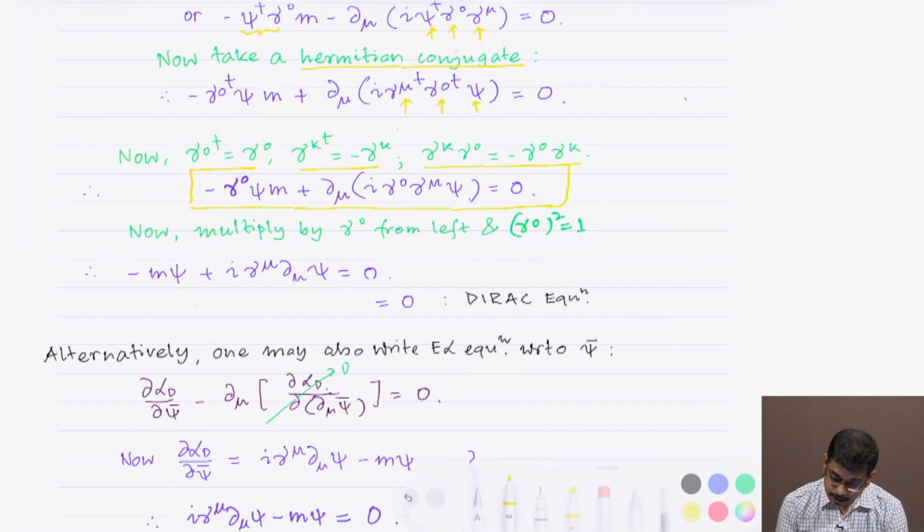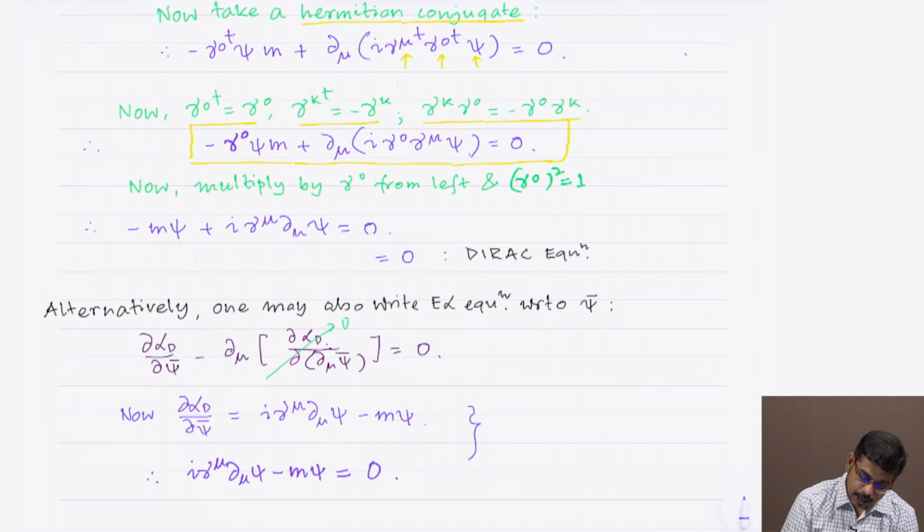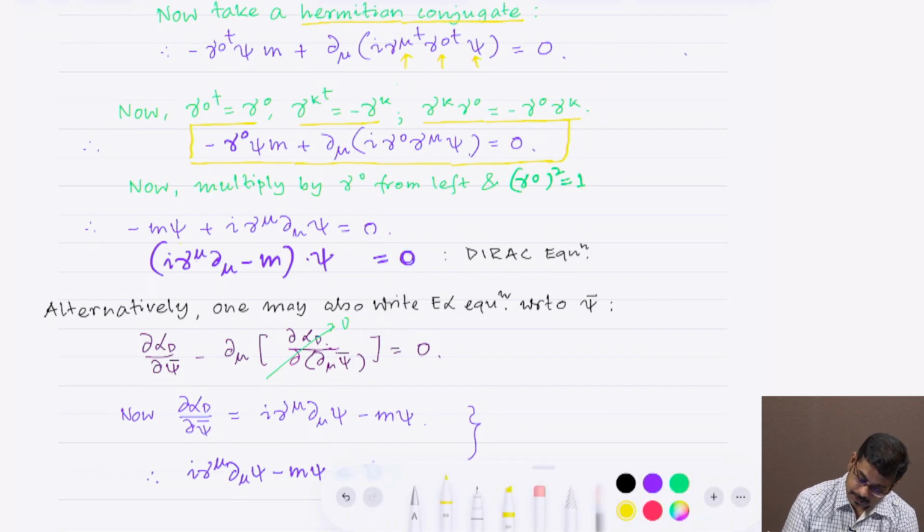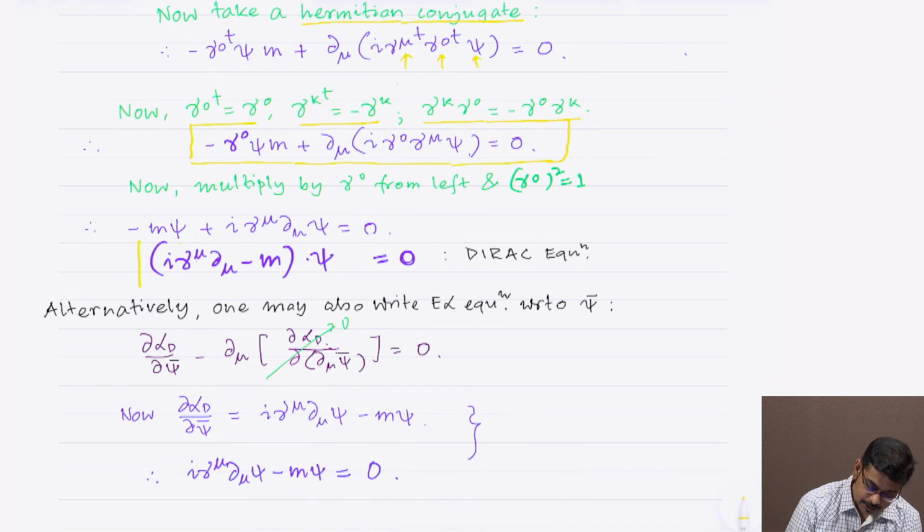Now what is this equation? If you look closely, if you write the second term as the first term, this is (i gamma mu del mu minus m) psi equal to 0, and this is precisely the Dirac equation. This is precisely the Dirac equation.